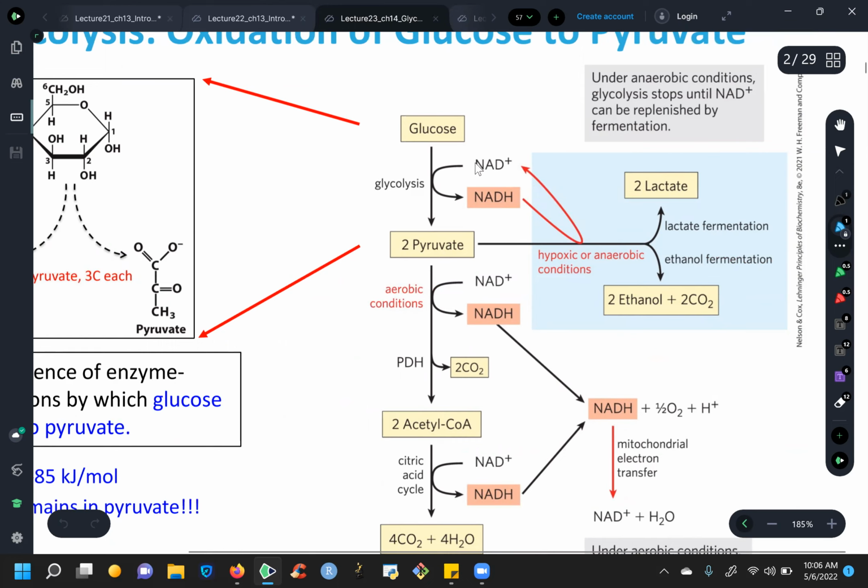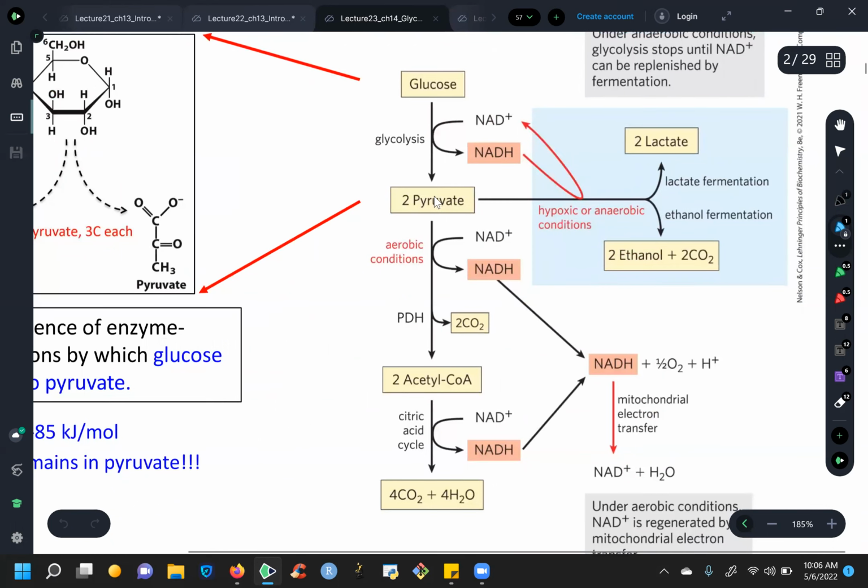And during this process, we make 1 NADH. So from pyruvate, this pyruvate can be used for different things. If we have aerobic conditions, we go straight down and we turn those 2 pyruvates into 2 acetyl-CoAs. So this is the PDH complex with the 5 cofactors and the 3 enzymes. Here we would make 1 NADH and we would release 2 CO2 molecules.